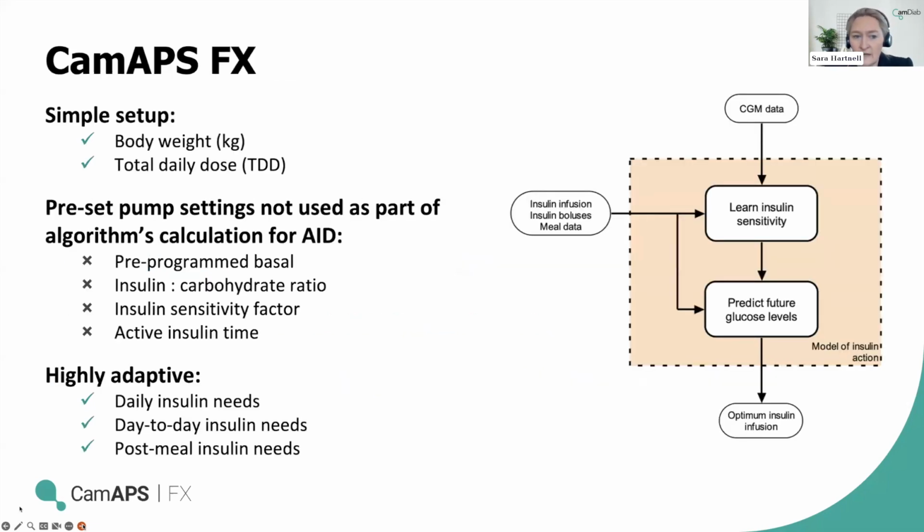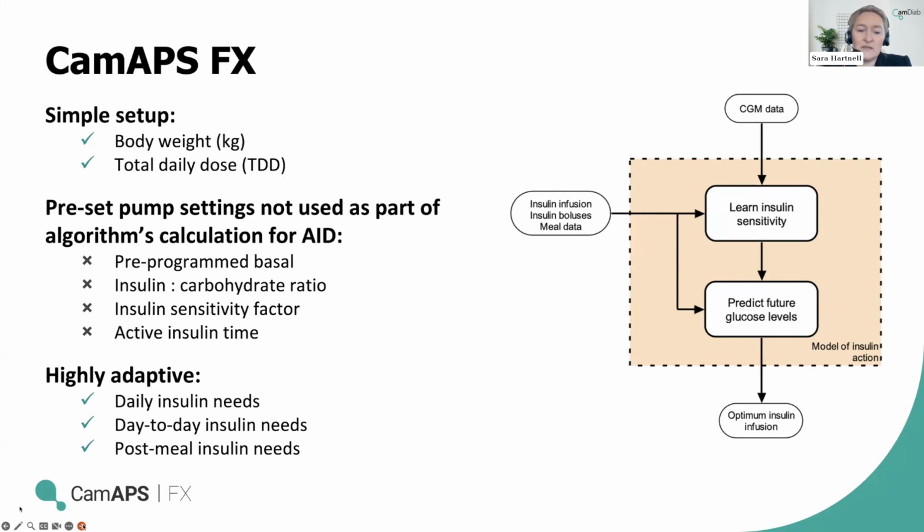It's super easy to set up, so it just takes the weight and total daily dose. The preset pump settings aren't used by the algorithm at all in the automated insulin delivery calculations, but it's also obviously important that they're there and set accurately. So if the system reverts to open loop, then the pump will revert to those preset pump basal rates to make sure that there's always insulin available to the person.